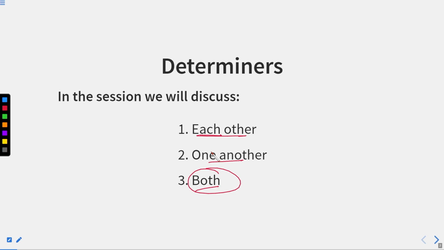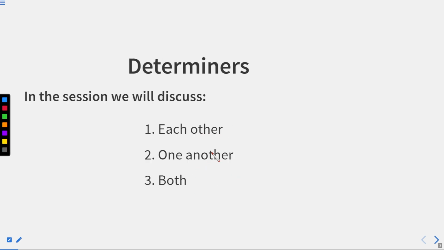So why are we discussing these two words in this session? Just because I want to clarify the difference between the word each and each other. They are both different. And there is an important use of each other and one another, which is related somewhere with the word both and some other words as well. So we are going to discuss that in this session only. So let us begin this session.